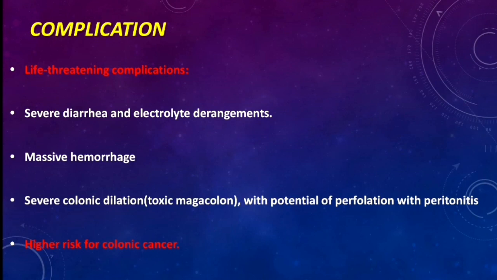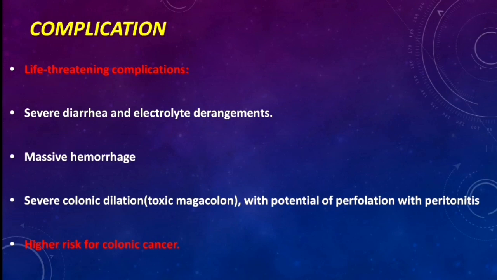Complications of ulcerative colitis. We have life-threatening complications like severe diarrhea and electrolyte derangement, massive hemorrhage, severe colonic dilation like toxic megacolon, with potential of perforation with peritonitis. Ulcerative colitis comes with high risk for colonic cancer.